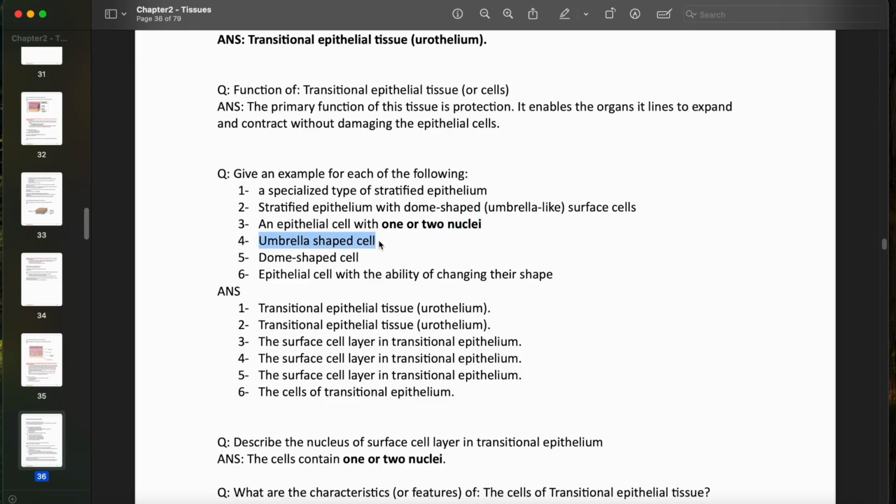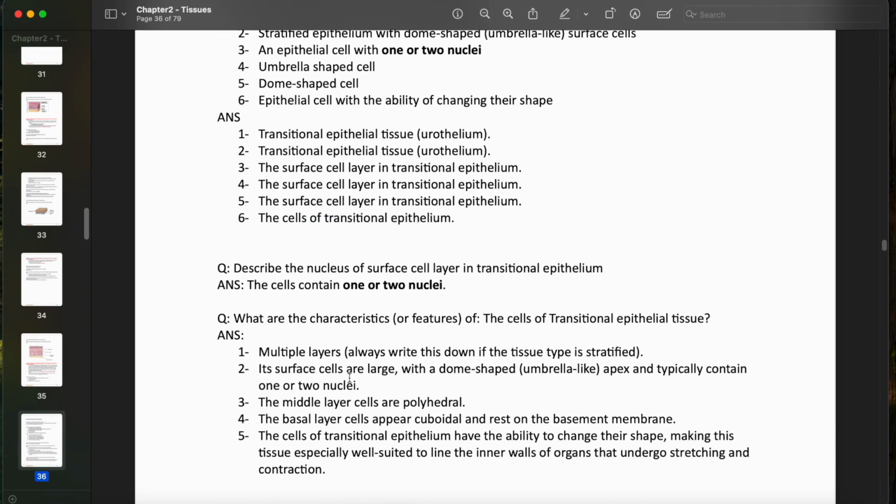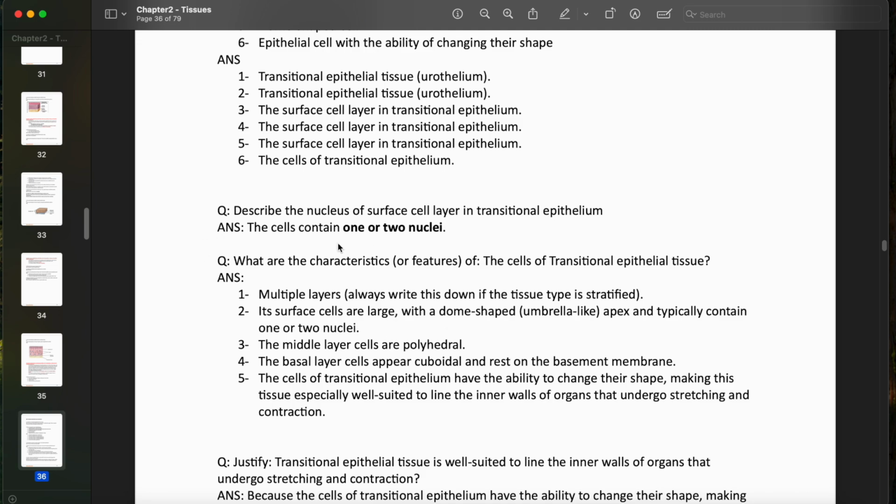Umbrella-shaped cell or dome-shaped cell: it's the surface cell layer in the transitional epithelium. An epithelial cell with the ability of changing its shape, of course, is the cells of the transitional epithelium. They can tell you to describe the nucleus or the characteristics or features of the nucleus of the cell layer in transitional epithelium, and the answer is just that these cells contain 1 or 2 nuclei.